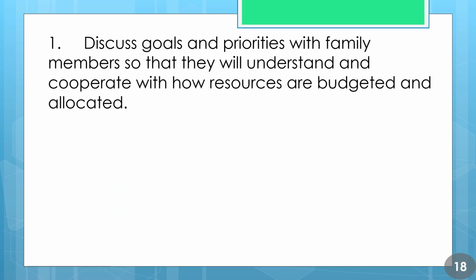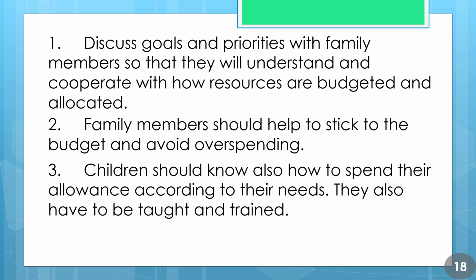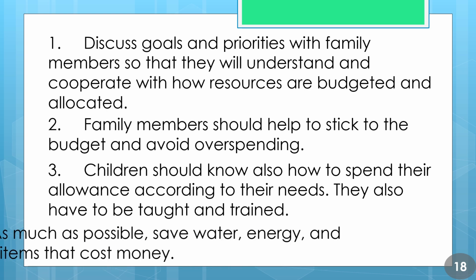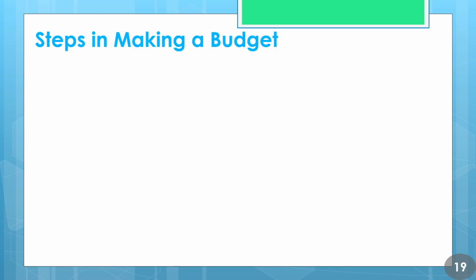Discuss goals and priorities with family members so that they will understand and cooperate with how resources are budgeted and allocated. Family members should help to stick to the budget and avoid overspending. Children should also know how to spend their allowance according to their needs. They also have to be taught and trained. As much as possible, save water, energy, and other items that cost money.